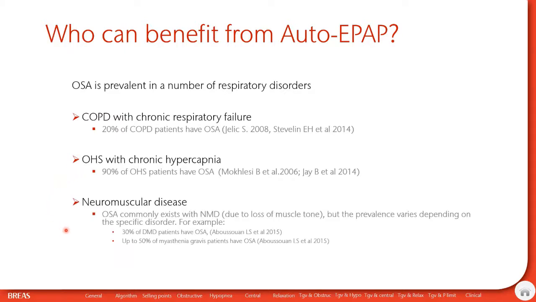But also in neuromuscular diseases and restrictive thoracic disorders, literature has shown that there is presence of overlap, or presence of OSA and problems with upper airway patency in a number of those patients.